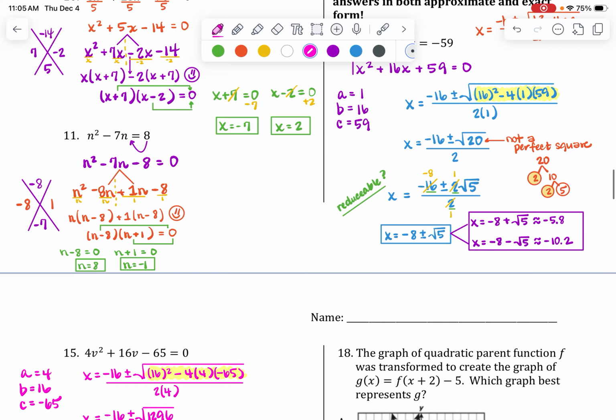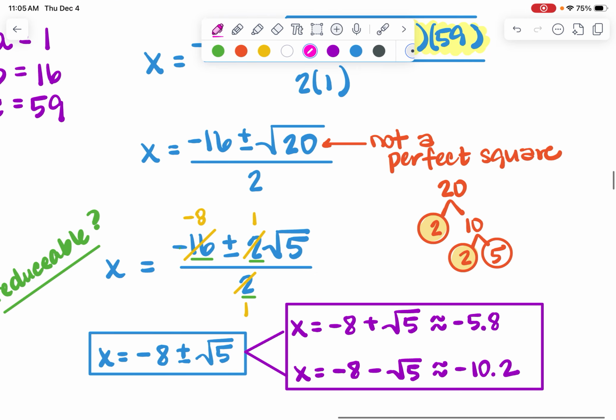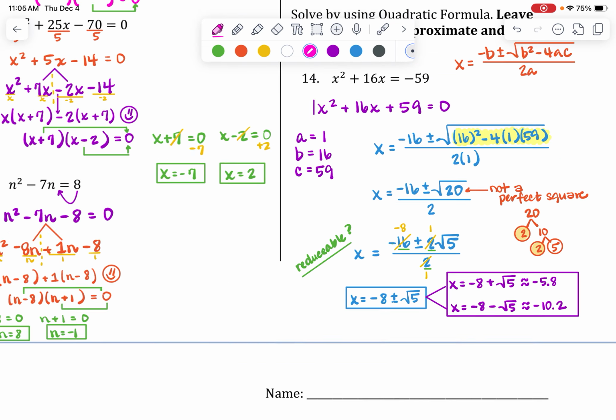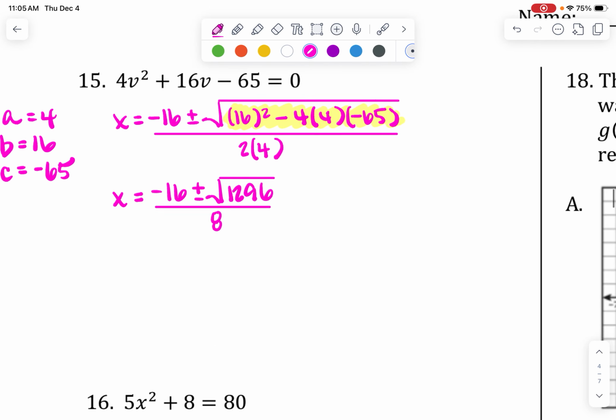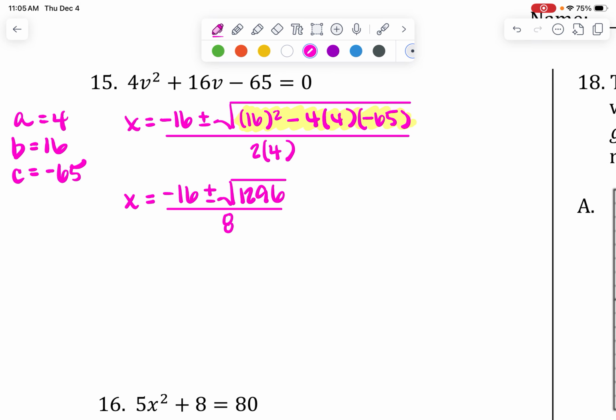Okay, so remember, let me come back to this one. At this point, you need to analyze whether or not that number under the square root is a perfect square or not. Right, so here we go. We've got 1296. I'm going to ask my calculator, is that a perfect square? My calculator says yes. Right, so yay. He is a perfect square.